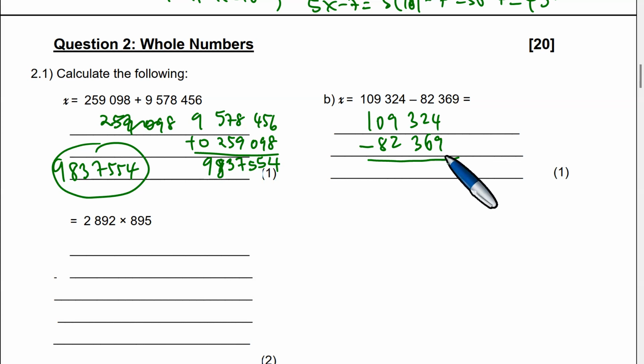82,369. Obviously, the first thing we need to do is to say 9 minus 4. But we can see that we can't subtract that way because it's yielding a negative number. So we need to borrow 1 from the 2. And then we have 14 minus 9. What is 14 minus 9?